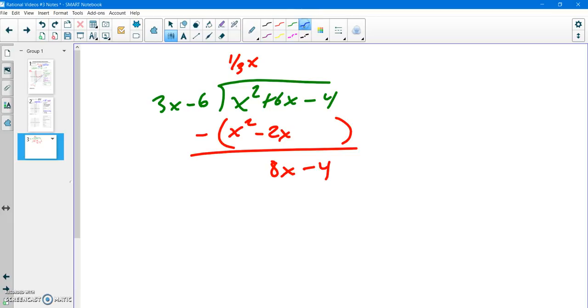I know these numbers are a little messy, but you kind of got to deal with it. What do you multiply 3 by to get 8? Well, you multiply it by 8/3, right? Because you want to add in the 8 and you want to divide out the 3. We can actually stop here. We don't have to finish the division because we don't care about the remainder and all that stuff. As long as you made that decision right, we are done. We're in business. Here's our slant asymptote: y equals 1/3 x plus 8/3.